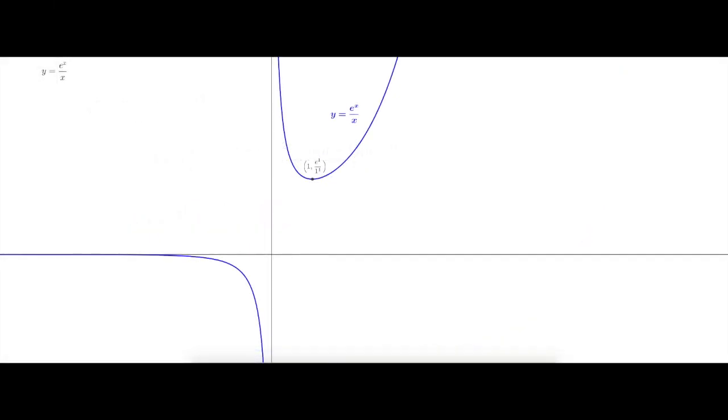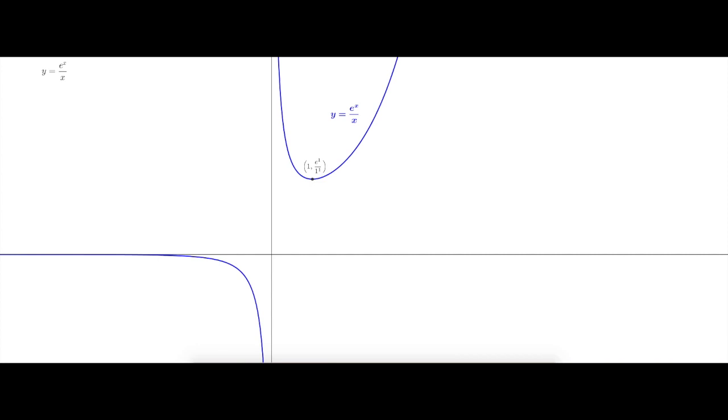Let's look at some graphs involving e to the x. For example, y equals e to the x over x. And let's see if we can account for some of the features that we notice on the graph. Obviously, when x is positive, y is going to be positive, and when x is negative, y is going to be negative. But what about the turning point?